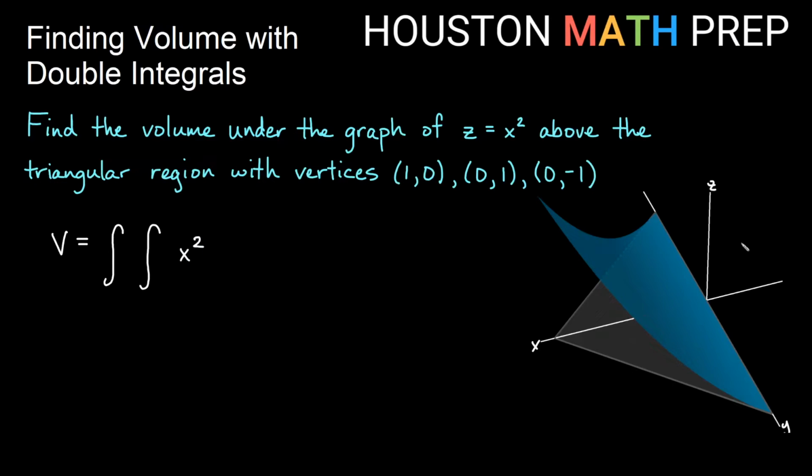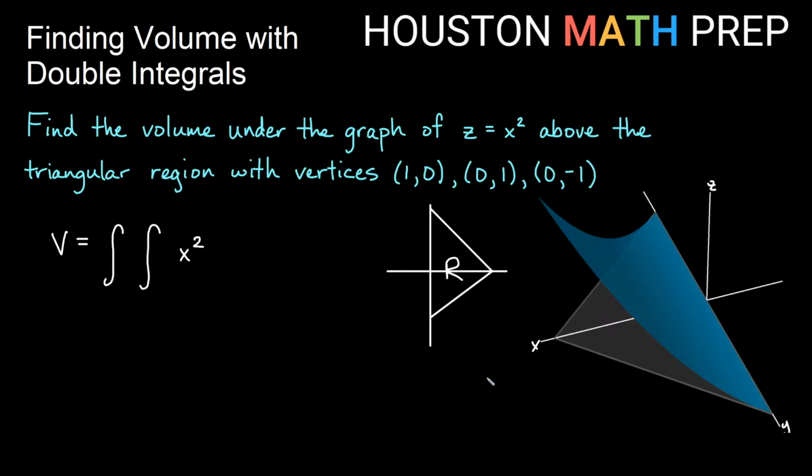Let's go ahead and look at the shape of our region. So if you think about, here's the y-axis, and here's the x-axis. And so we have something that looks a bit like this. And so here's my 1, 0, here's my 0, 1, and my 0, negative 1. So this is my region R, this triangular region.